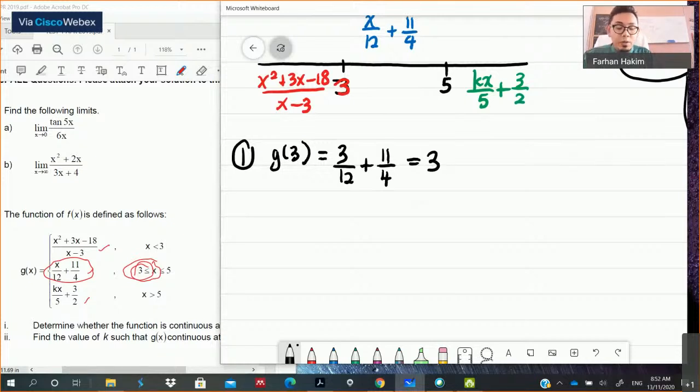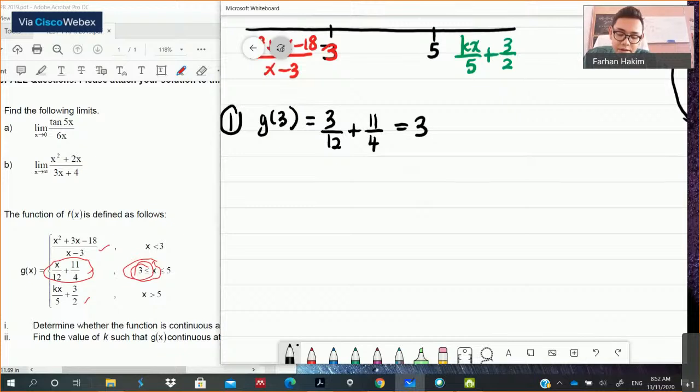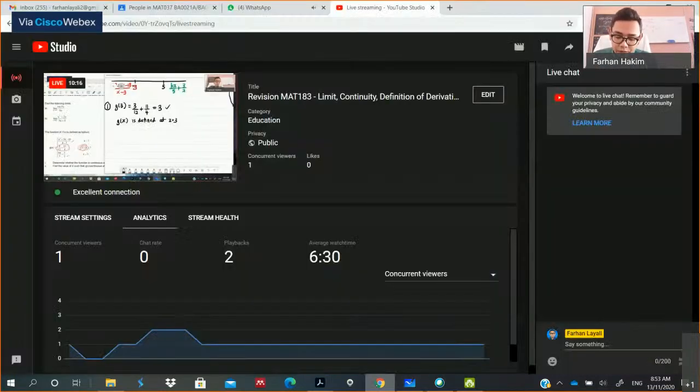If we get a value, that means g(3) is defined. This is the first condition: g(x) is defined at x equal to 3 because we get a value here. If we don't get a value, for example we get infinity, then it is undefined. If we get 0, it is still defined. But if we get infinity or negative infinity, it will be undefined.